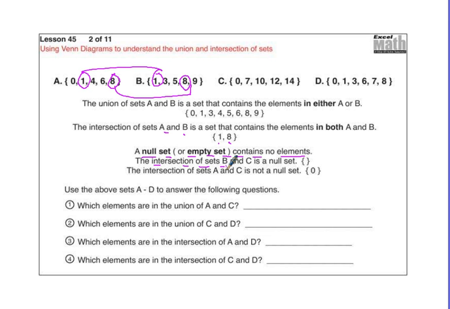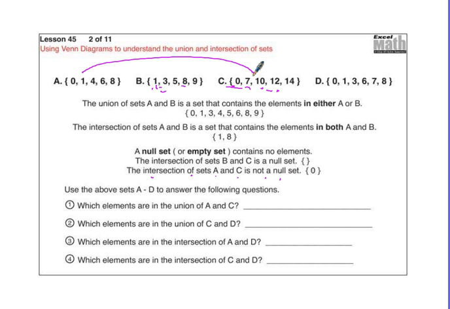A null set or empty set contains no elements. The intersection of sets B and C is a null set. Again, let me get that off of there. B and C, if you go through each one of these, there's no numbers that are the same in both B and C. So that would be an empty set or a null set. The intersection of sets A and C is not a null set. Intersection of these two, there's a 0 in each one. So we would put the number 0 inside of our set for the intersection of A and C. 0 does not mean that it's empty. That actually counts as a number. Null set means that nothing at all is in there.